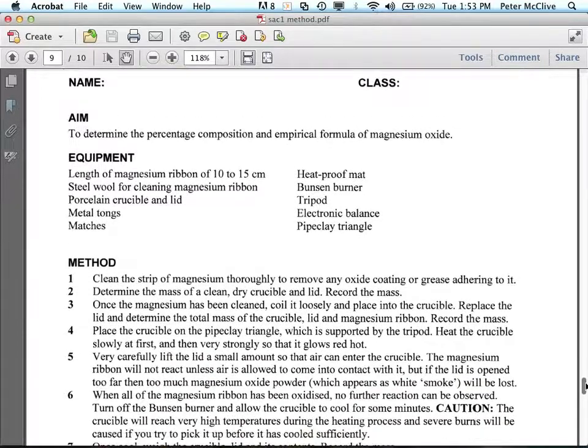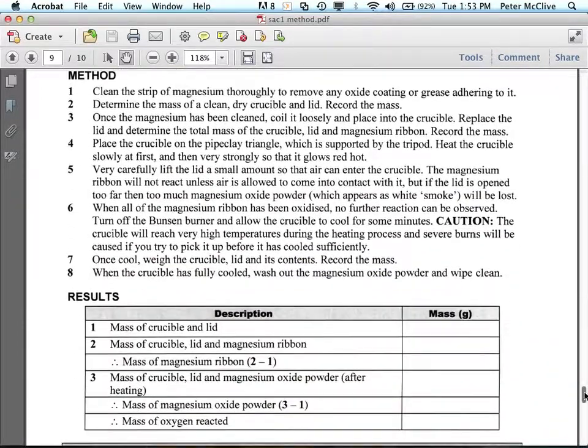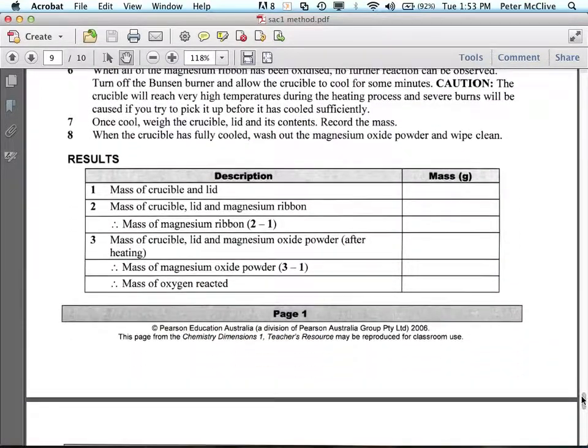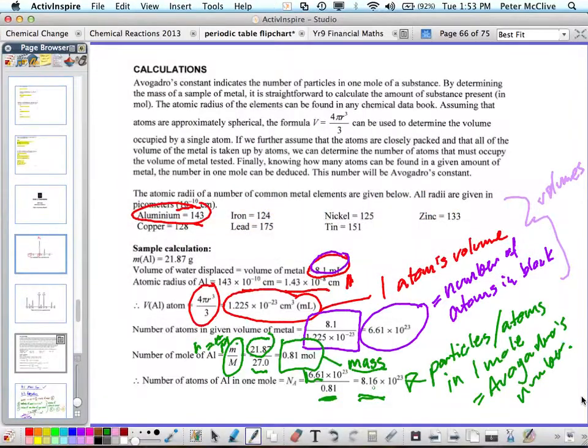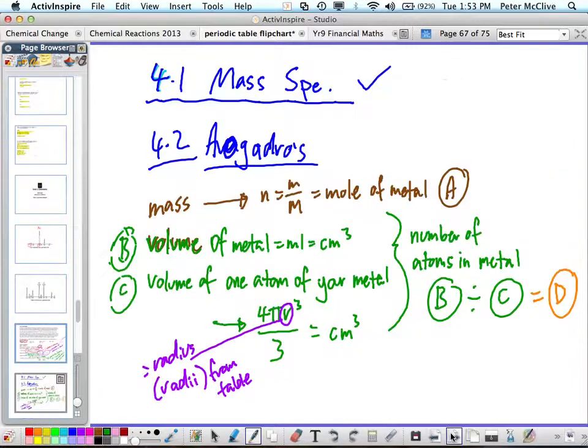Now, we burnt some magnesium. Remember that? Let me just flip back here. All right, so we did that one. This is just going through the theory of number two, how you calculate what you subtract. You can have a look at that. This will be on the screencast, hopefully. It shows how you work out the volumes to end up with the number of atoms.